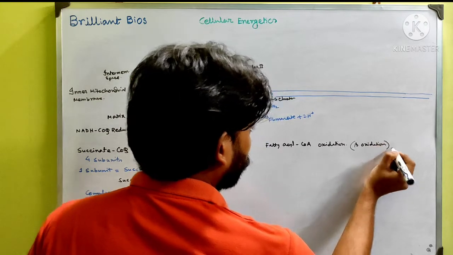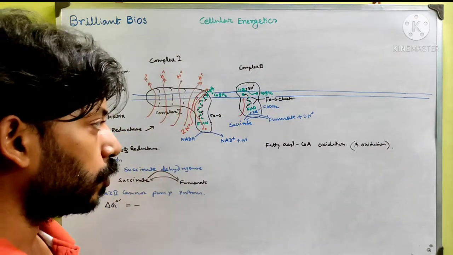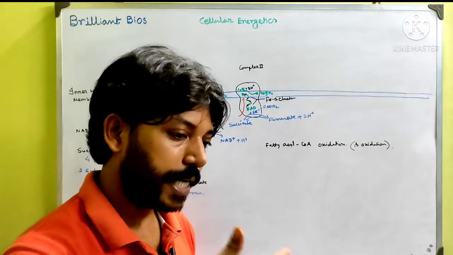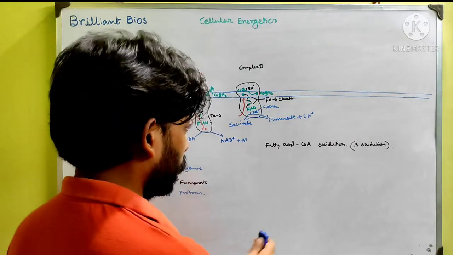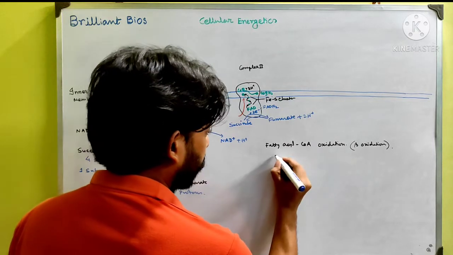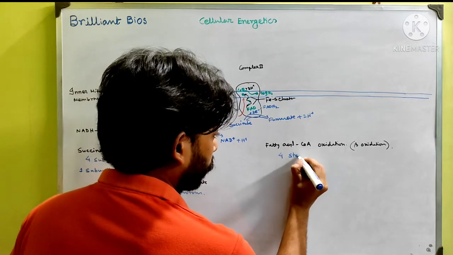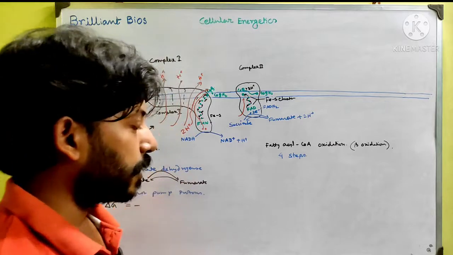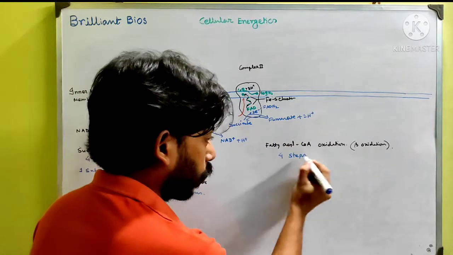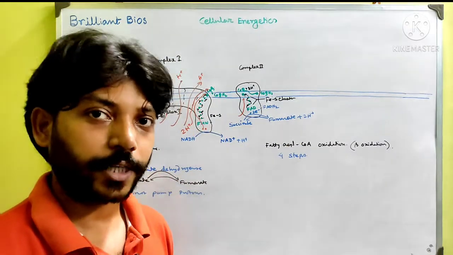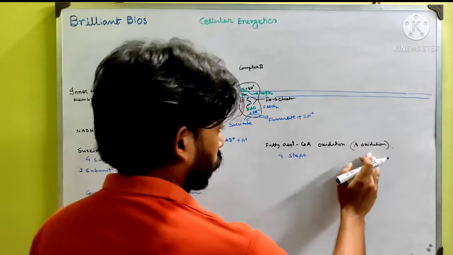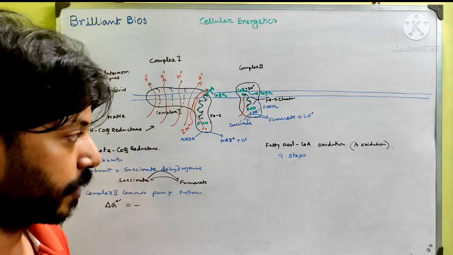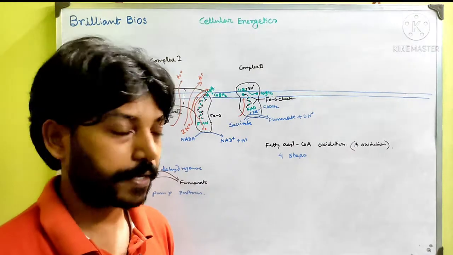because during each and every cycle, this oxidation of fatty acids has 4 steps. During each cycle, 2 carbons are released from the beta position, so that's why it is called beta oxidation. I will take a separate video or class on this beta oxidation of fatty acids.